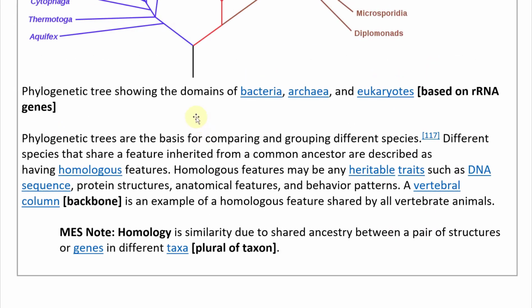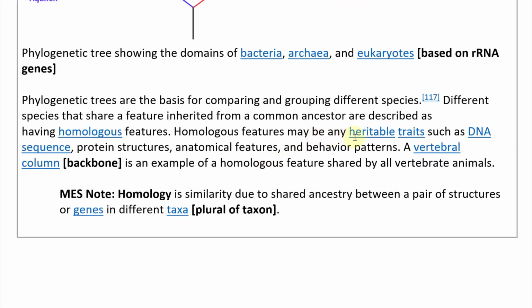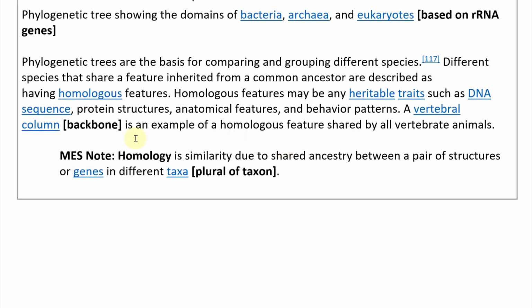So continue further. Phylogenetic trees are the basis for comparing and grouping different species. Different species that share a feature inherited from a common ancestor are described as having homologous features. Homologous features may be any heritable traits such as DNA sequence, protein structures, anatomical features, and behavior patterns. A vertebral column or backbone is an example of a homologous feature shared by all vertebrate animals.